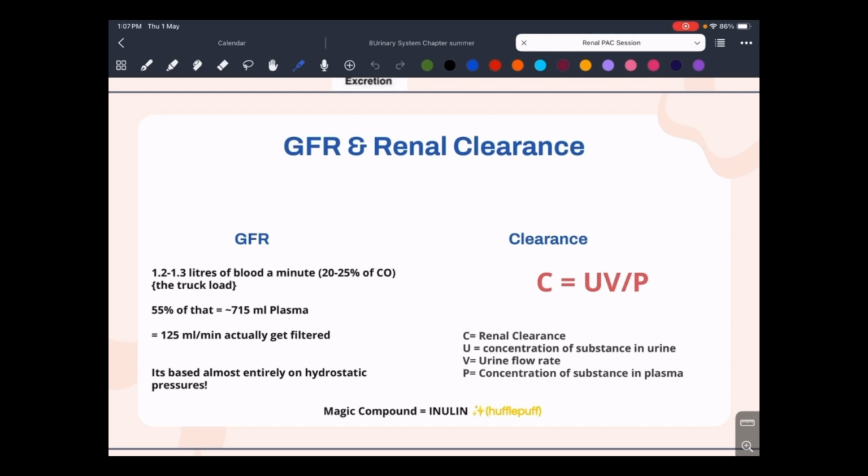So first, think of GFR like a truckload of blood arriving at the nephron gates, or at the nephron in general, every minute, right? A truckload of blood. And if you want to be a bit specific even, it's 1.2 to 1.3 liters of blood a minute. 20 to 25% of your cardiac output goes to the kidneys. It's crazy. So this amount shows up at the kidney, at the nephron, every minute. But as we said, our kidneys are picky because they have to be, right? They're responsible for keeping people in or kicking people out.